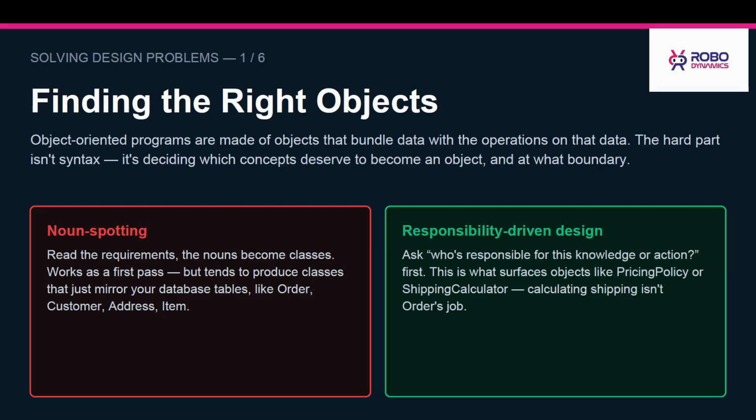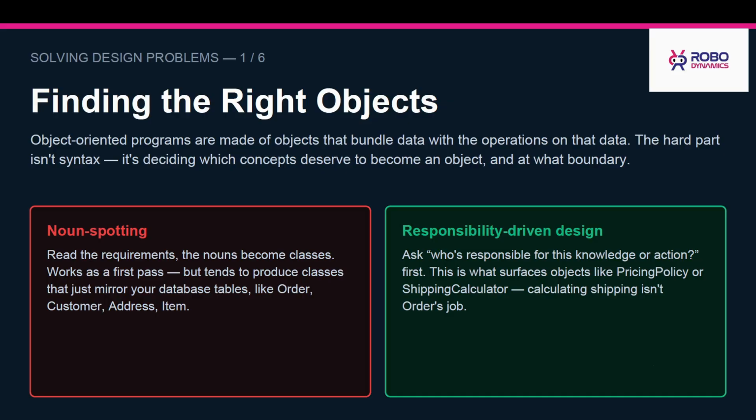Do not check for nouns only. Instead, check for responsibility. Who is responsible for this action? Who is responsible for this knowledge? That's how you decide on classes. Now, if you find that this entity should handle pricing policy, and this entity should calculate shipping, it is not wise to put pricing policy and shipping calculation inside an order class. Instead, have two classes: one is pricing policy, the second is shipping calculator.